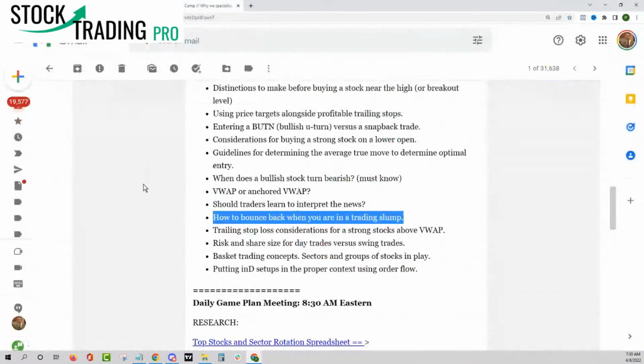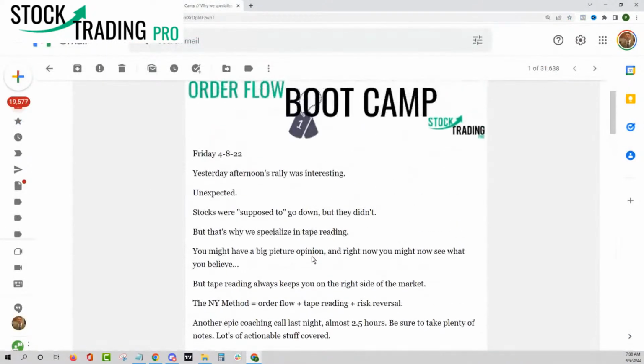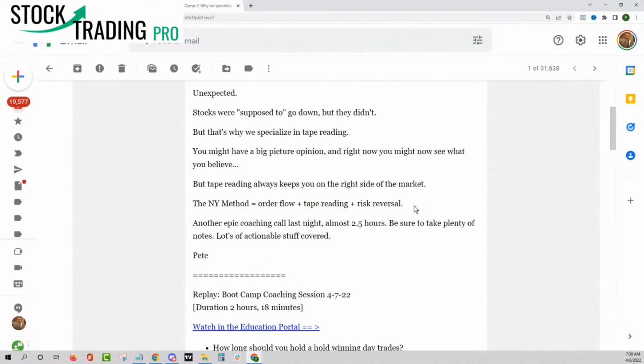Now, I want to be clear about what we're talking about right now. Everything first starts out with order flow. So if we go over to the email that I just showed you before, it's really this part right here. So obviously what we do is New York method. We developed it in New York City. Order flow is first. Tape reading is second, and risk reversal is the last part. Risk reversal has to do with entries, exits, timing, and all that kind of stuff.